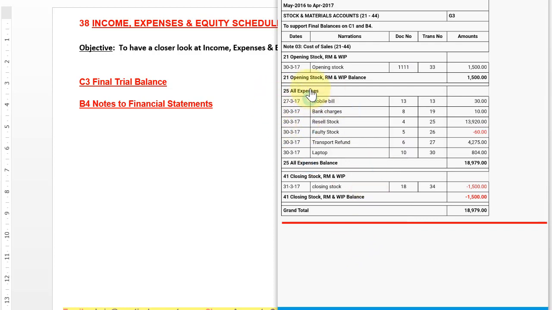Apparently all of them are recorded on account 25. So it also starts from opening balances to year-end adjustments. Now these 1500, let me see. This one was a year-end adjustment. This was a year-end adjustment. And then if we had opening balances, they would be displayed here. So what we see here should agree with what appears on C3, final trial balance, and B4, notes to financial statements. So it supports those figures on those reports.